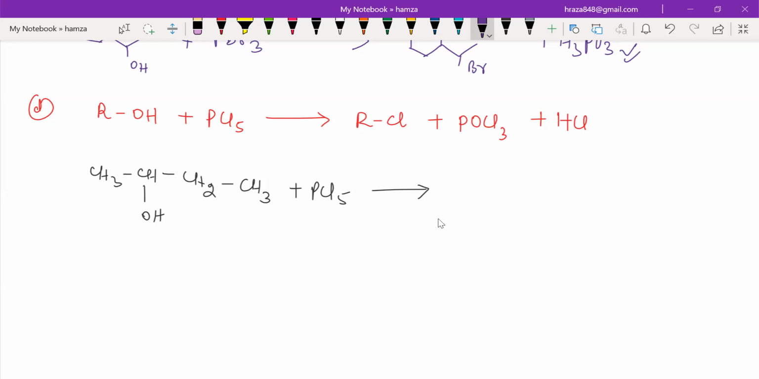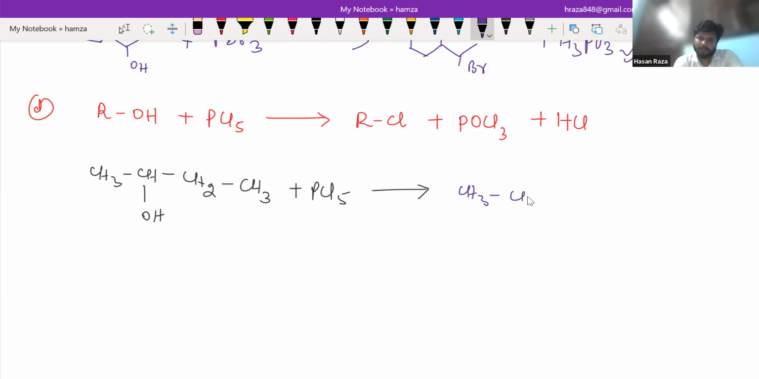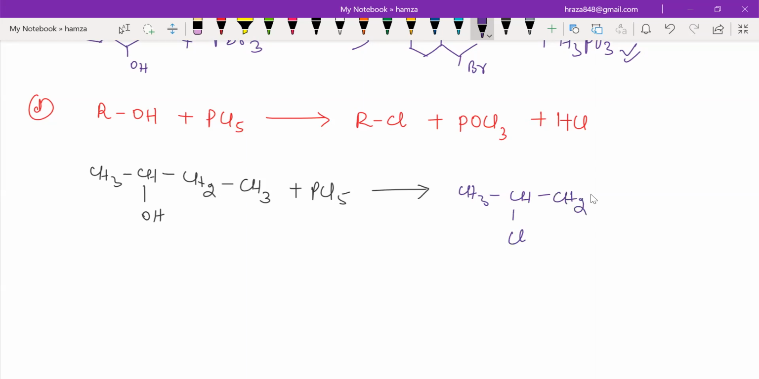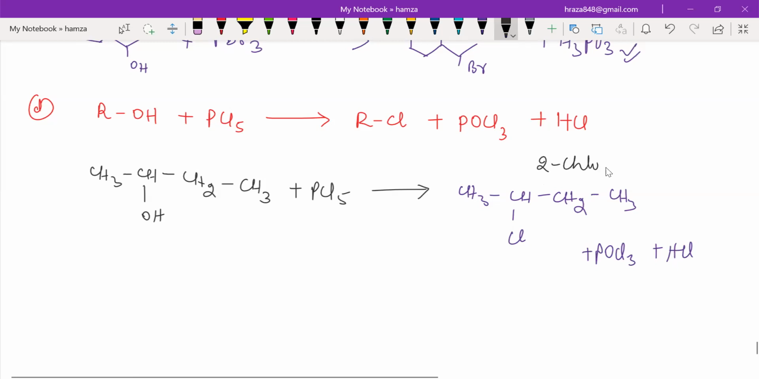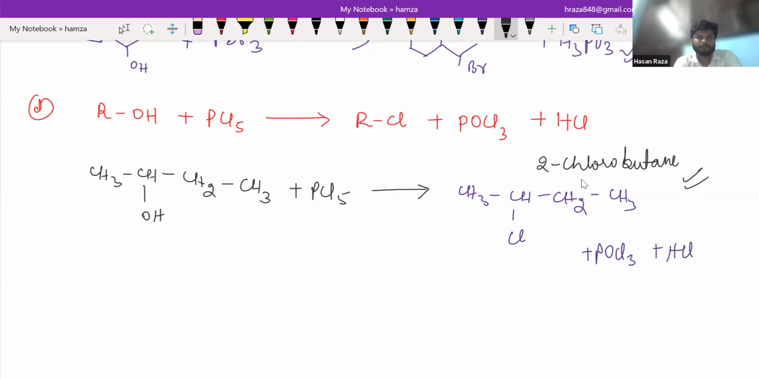Sir, it's 2-chlorobutane. Yes, CH3, then replace this OH with the chlorine and then CH2 and then CH3, along with this POCl3 plus HCl. So you can see this is basically 2-chlorobutane. Any doubt, Hamza? No, sir.